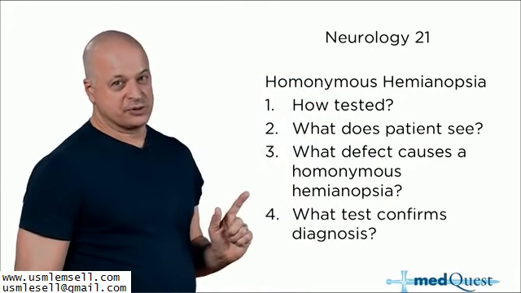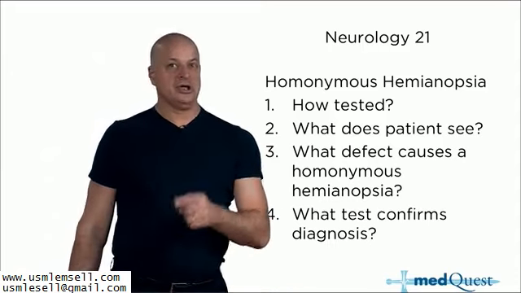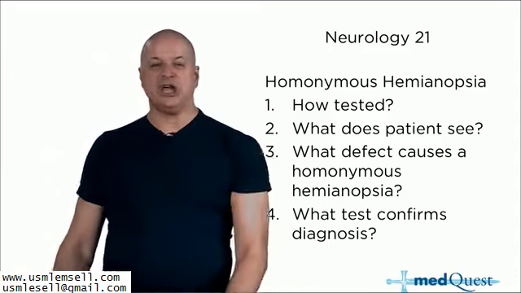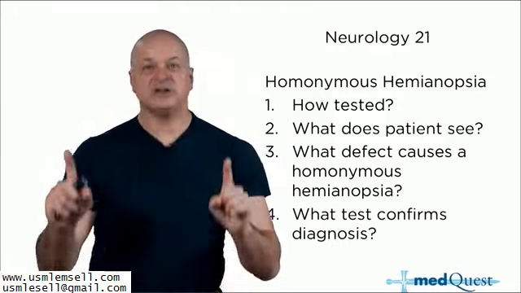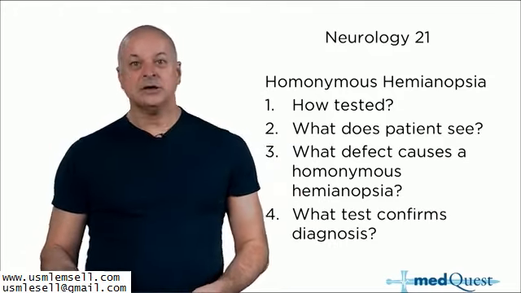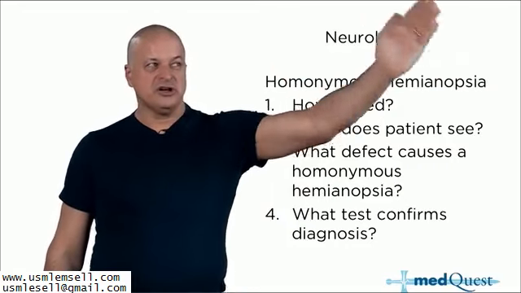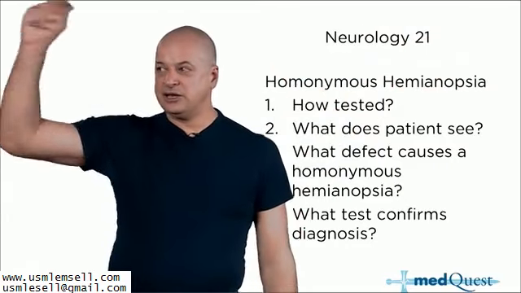The test that confirms the diagnosis: well, you have visual field testing and you scan the brain like any other stroke. So homonymous hemianopsia: half of each eye missing in both eyes, the same half in each eye. You look towards the side of the lesion. Stroke in the left, look to the left. Stroke in the right, look to the right.